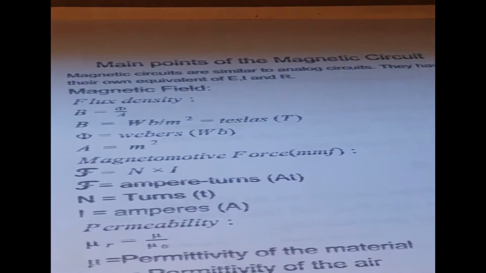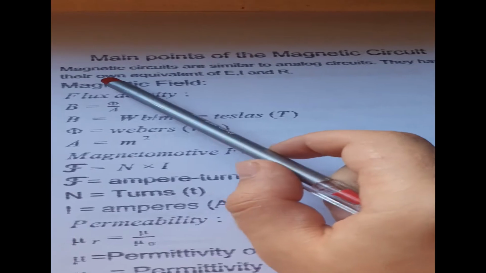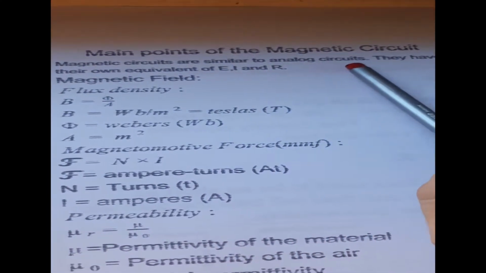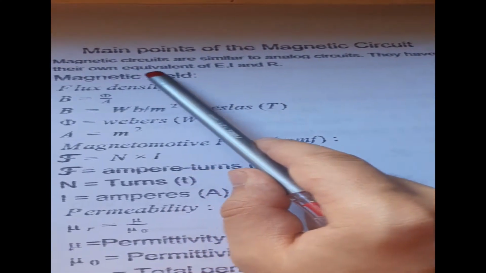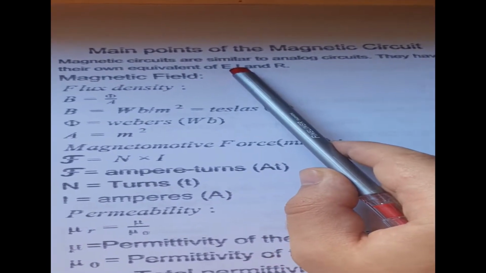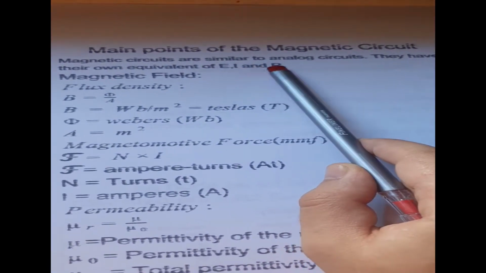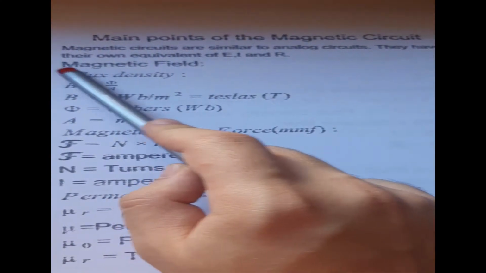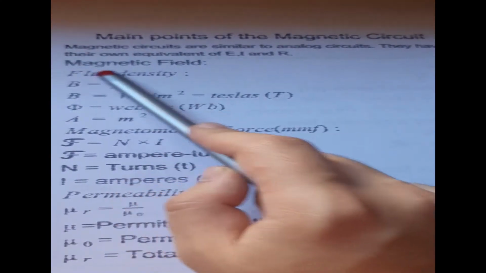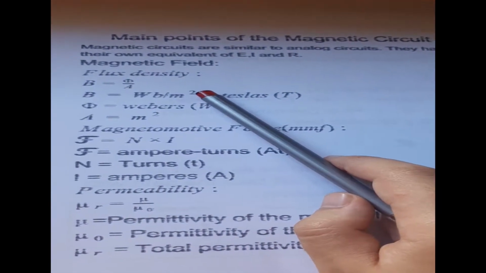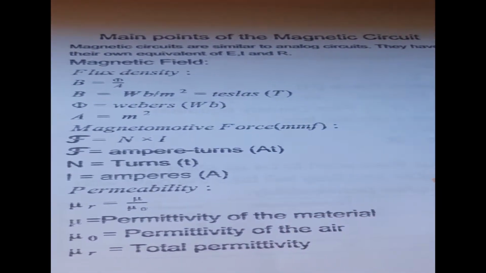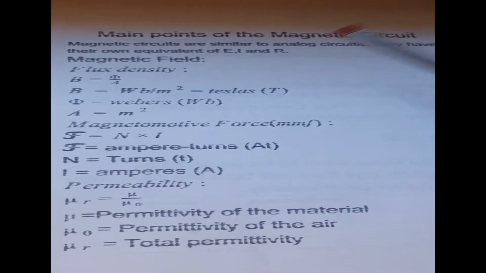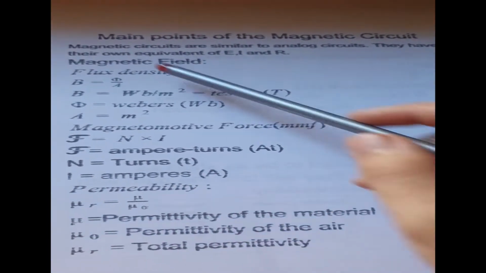First, let's read what I wrote here. Magnetic circuits are very similar to analog circuits. They have their own equivalents of E, which is the voltage source, I, which is the current, and R, which is the resistance. And we'll see them. For example, when creating a magnetic field, like inside the inductor from the last video, there are three main values inside the magnetic field.